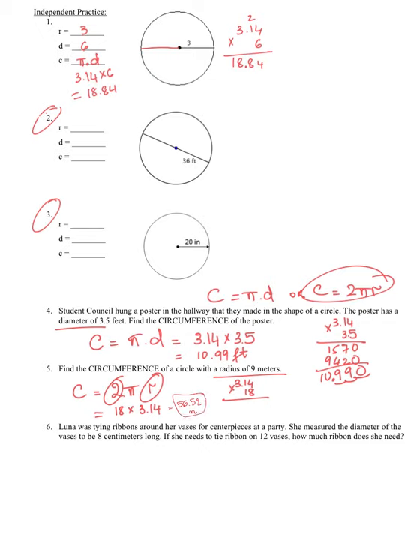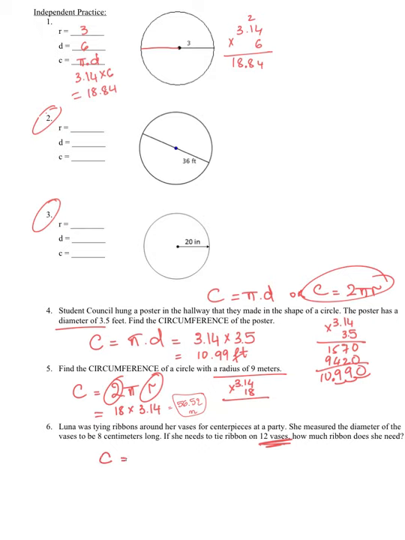Luna was tying ribbons around her vases for the centerpieces at the party. She measured the diameter of the vases to be 8 centimeters long. If she needs to tie 12 vases, how much ribbon does she need? So the vase is in the shape of a circle, and the diameter is 8. I'm gonna find out how much ribbon she will need for one vase, and then for 12 vases, I'm going to multiply with 12 at the end.